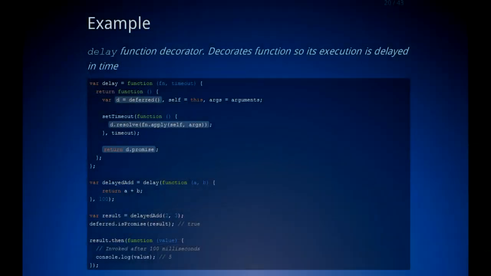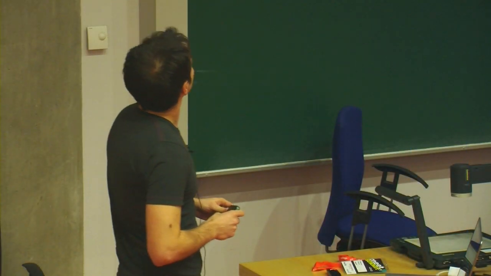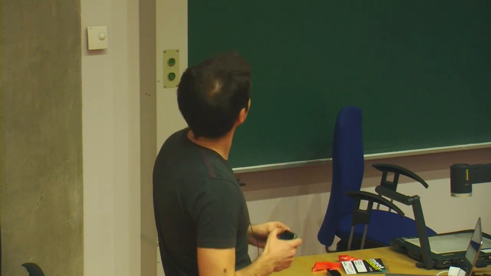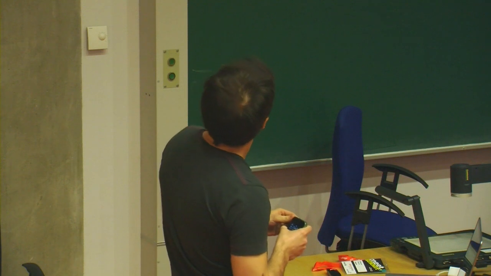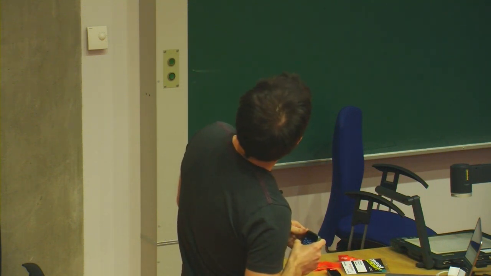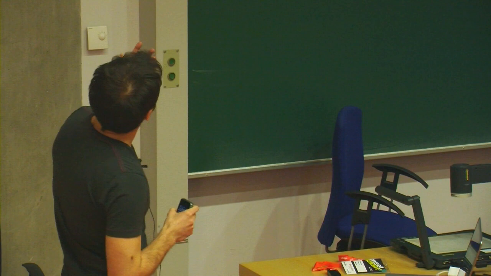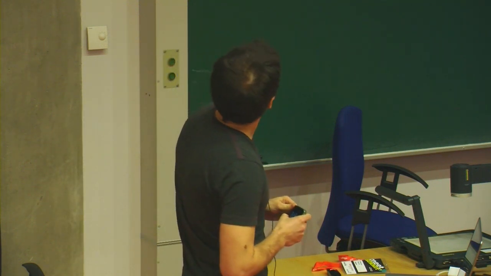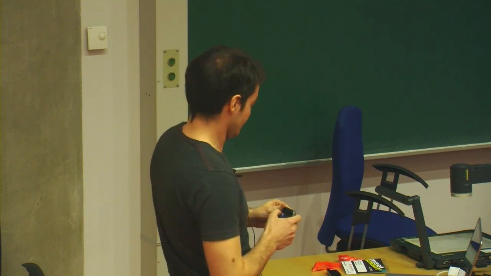So, an example: a delay function decorator. It will produce the same function, but with delayed execution time. As you can see, we take the function and the timeout in which it has to be executed. The returned function will first create a deferred object. We will time out the call of that function, and we will resolve the promise with the result of that function. And we return the promise.